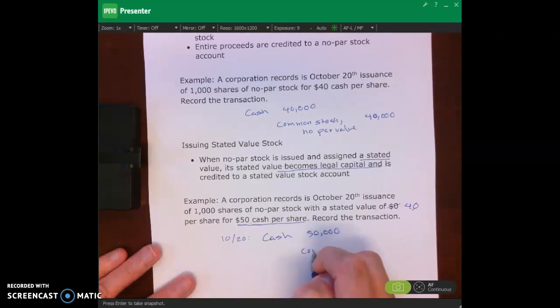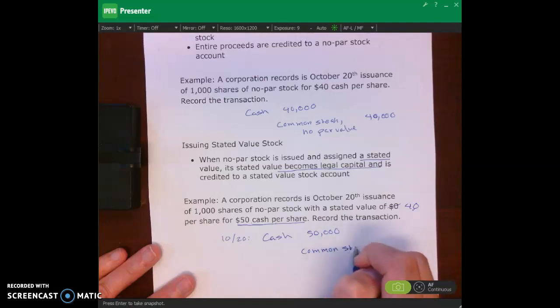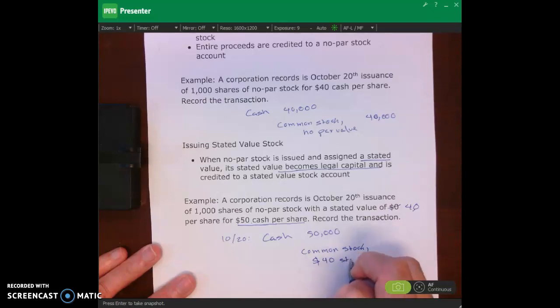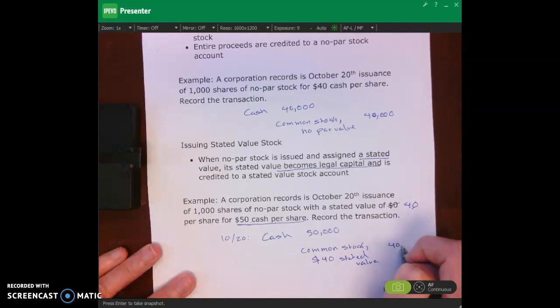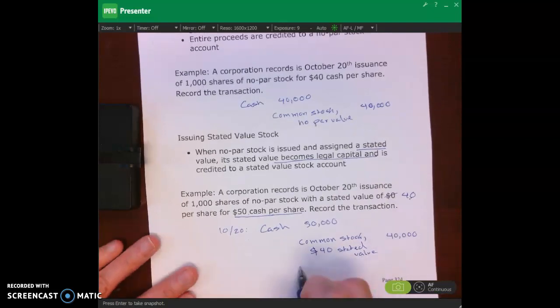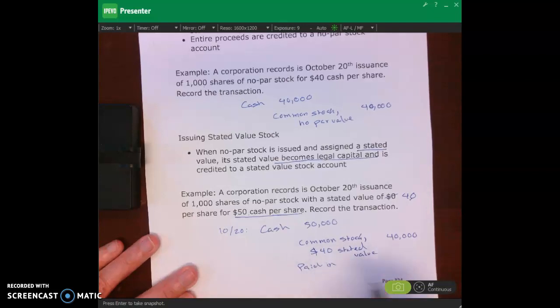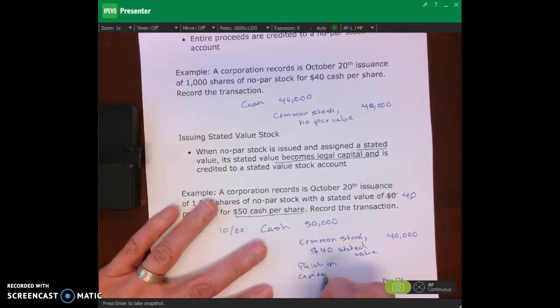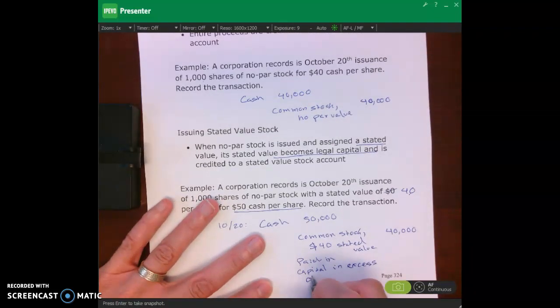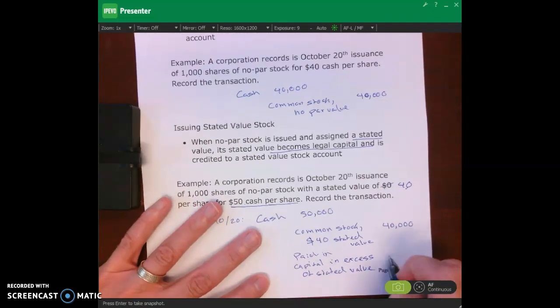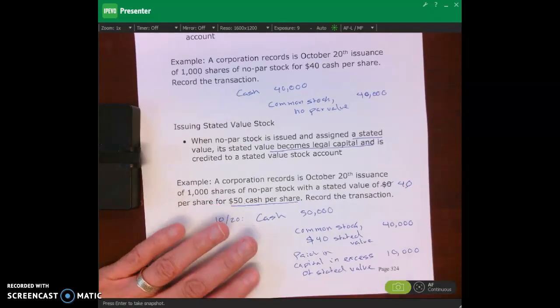And then we credit our equity account, common stock, $40 stated value for our 40,000 right there. And then we credit our paid in capital in excess of stated value for the $10,000, which is the difference between the market price and then the stated value.